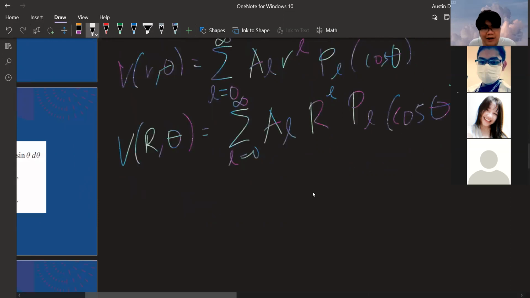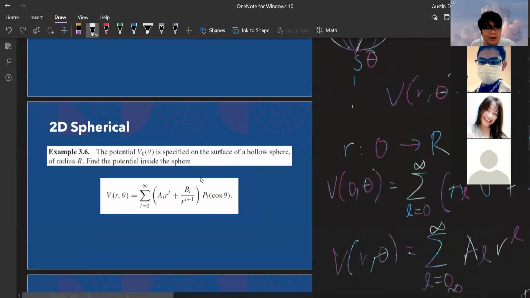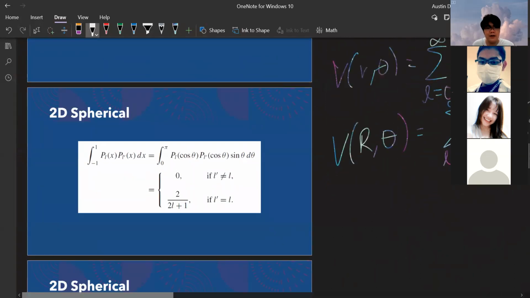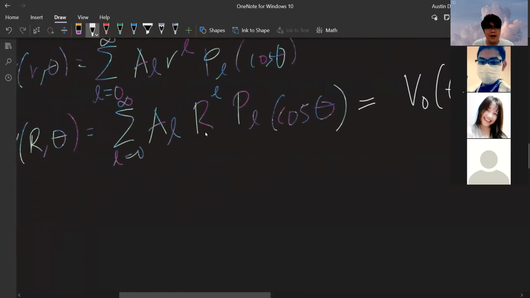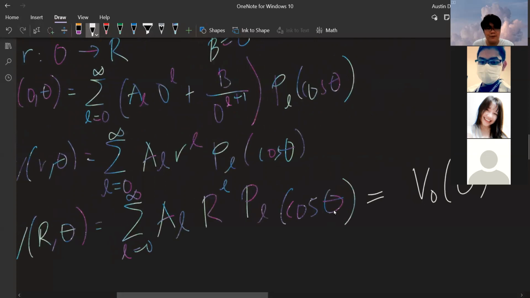Now, gagawa ulit tayo ng trick. Joke, wala pa pala yung right-hand side. Yung right-hand side will be something that is V naught of theta, V naught theta kapag nasa radius R. Okay? So again, we need to isolate A L. And that's very problematic, kasi mahirap siyang i-isolate. So we have to multiply some factor again, then integrate.